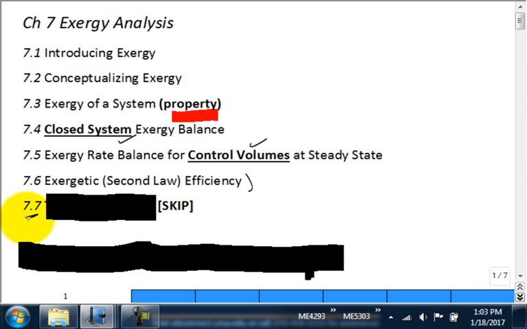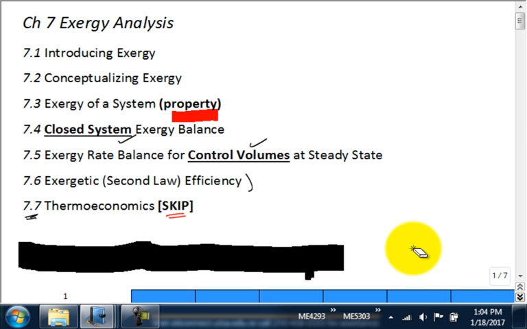This very last section of the chapter, students like to see this word: skip. What's that mean? There's no questions on the exam on thermoeconomics using exergy. All right.